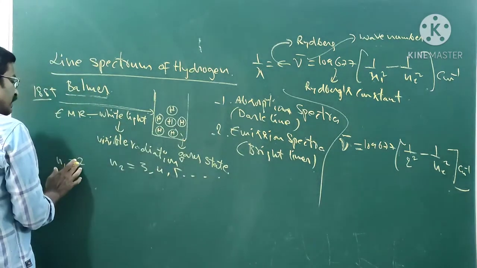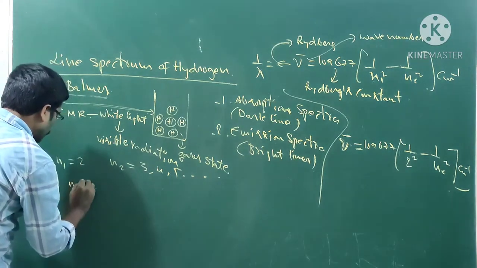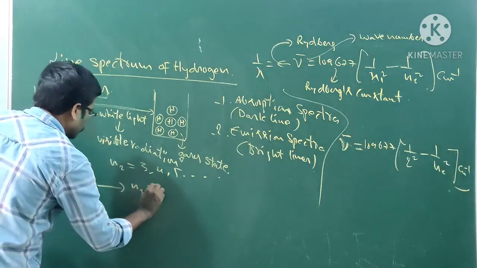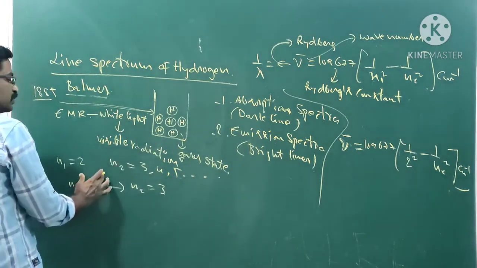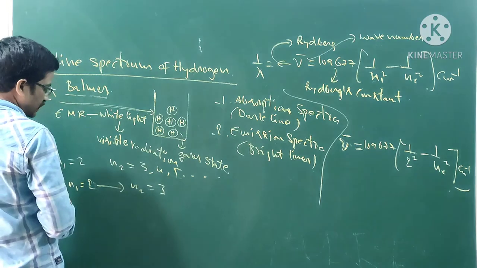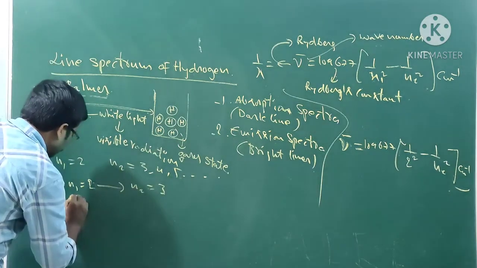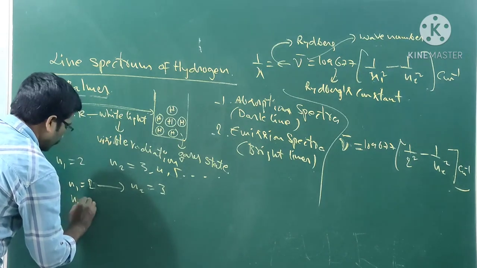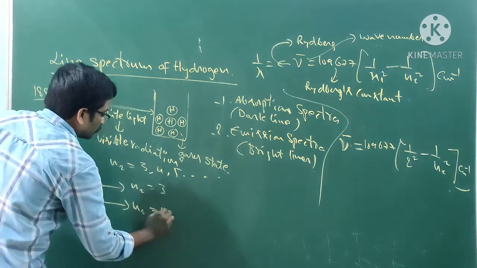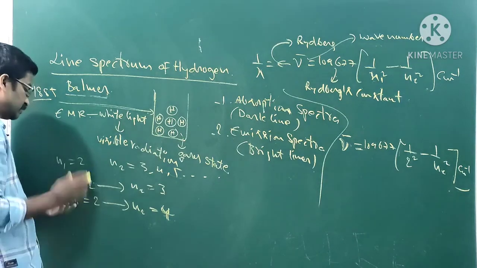Whenever the electron goes to n1 is equal to 2, n2 is equal to 3, then there is an absorption of radiation. So there is absorption. You may also write n2 is equal to 4. This is also Balmer series.